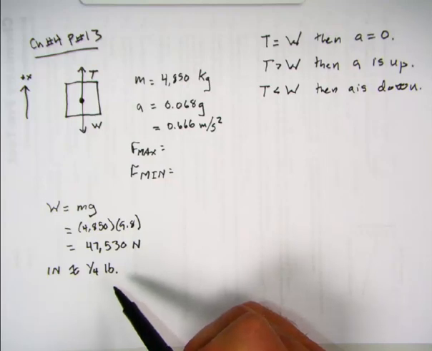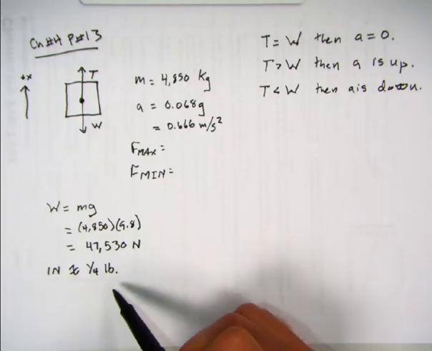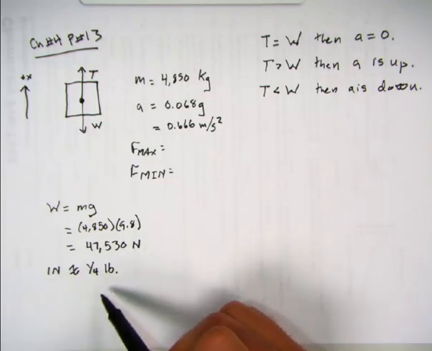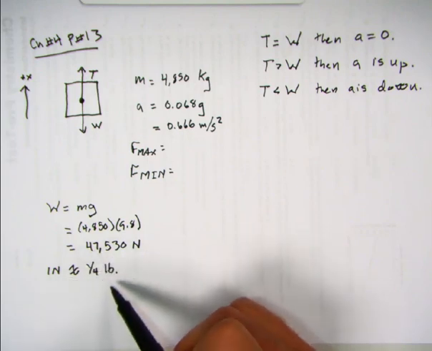Every time I go to McDonald's, I order a Newton burger with cheese, right? Anyway, 1 Newton is about a quarter of a pound.